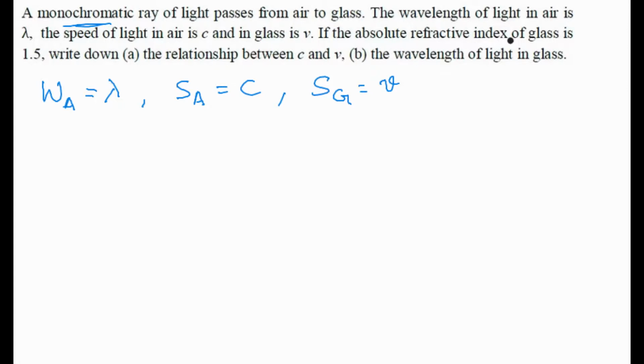If the absolute refractive index of glass is 1.5, so he gave you absolute refractive index, which is nothing but refractive index of glass with respect to air or vacuum, both are same, is equal to 1.5. What we need to find out? The relationship between C and V and also the wavelength of light in glass.